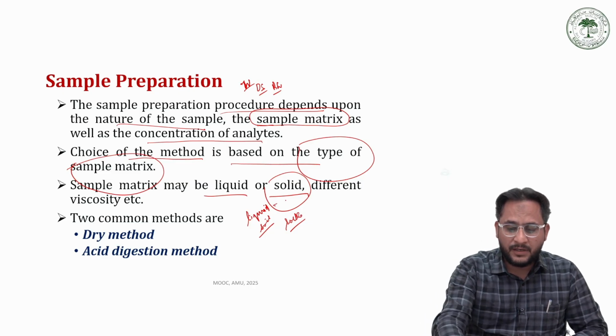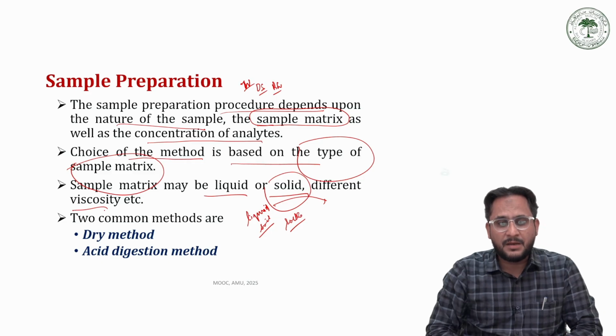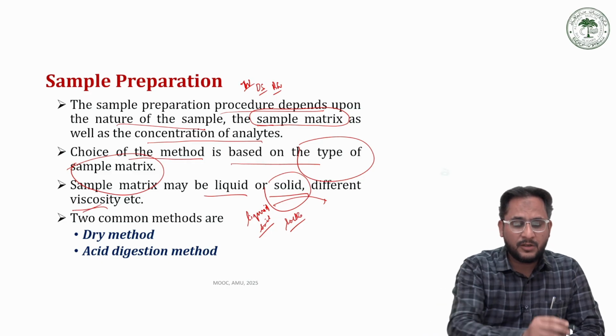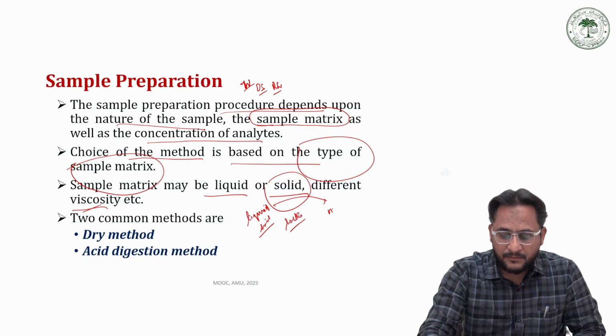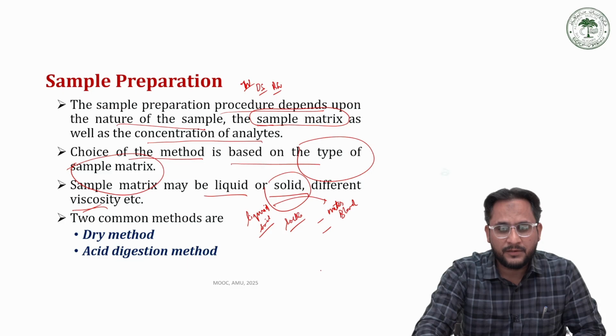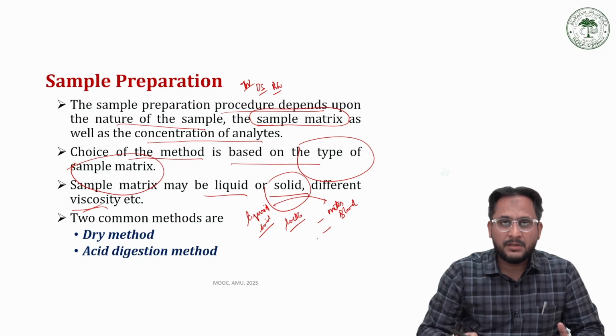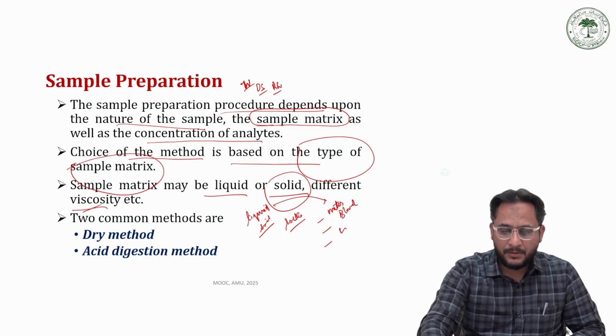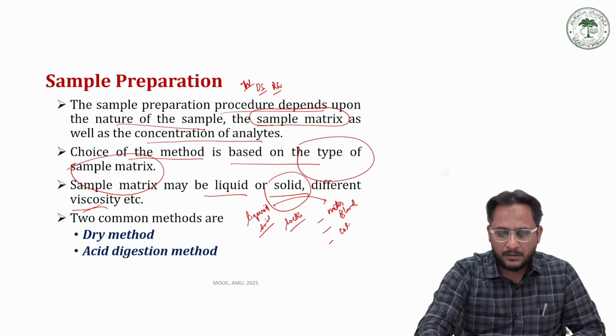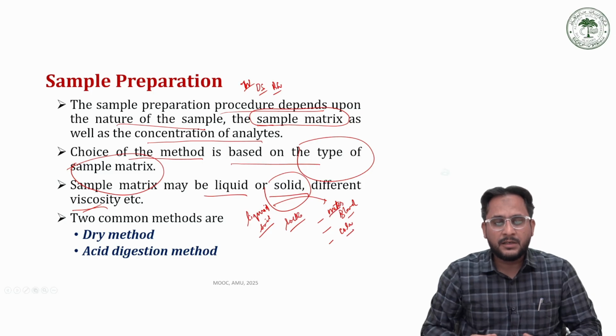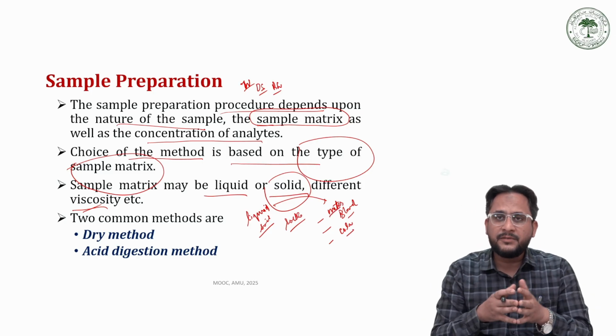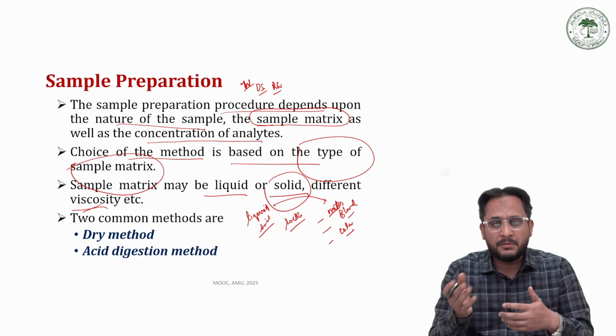Similarly, in case of liquids we have different viscosities. For example, if it is river water, the viscosity is different, while in case of a blood sample the viscosity is totally different. And similarly we may have a cola sample, a soft drink, where the viscosity is also quite different. So we have different physical states of the sample. It may be liquid or it may be solid.